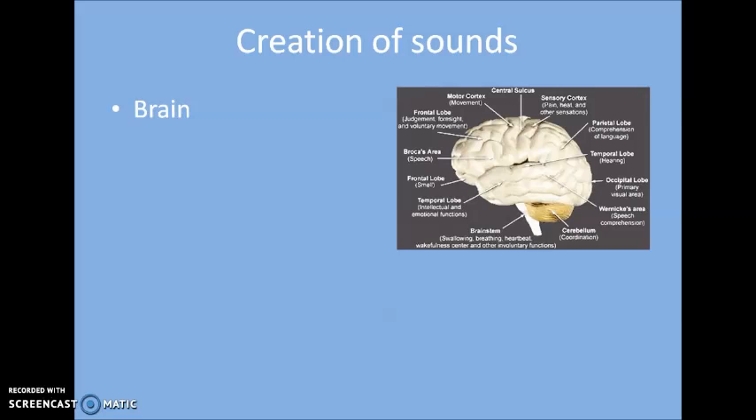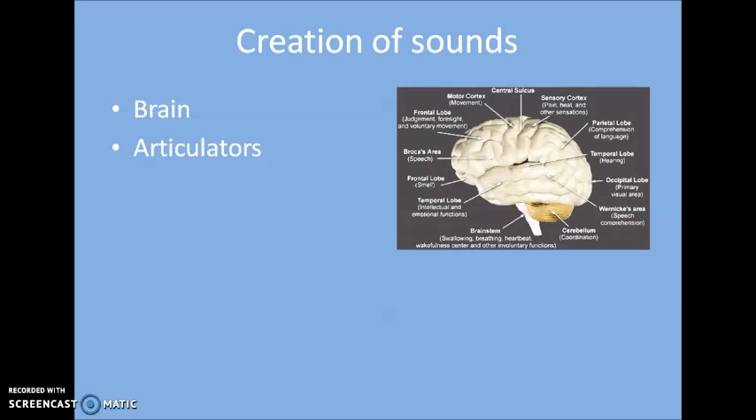Okay, first let's look at the creation of sounds. Just like all other processes, sound creation is directed by the brain. There are a number of brain centers that are responsible for sound creation and processing. You don't have to learn these. The picture is there just so you could see them. But if you are interested in the details, feel free to contact me because I have extensive materials on the topic.